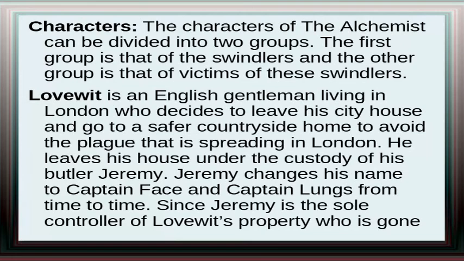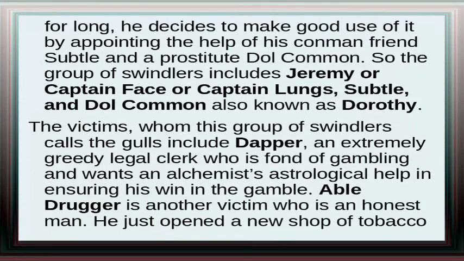Since Jeremy is the sole controller of Lovewit's property, who is gone for long, he decides to make good use of it by appointing the help of his conman friend, Subtle, and a prostitute, Doll Common. So the group of swindlers include Jeremy or Captain Face or Captain Lungs, Subtle, and Doll Common, also known as Dorothy.